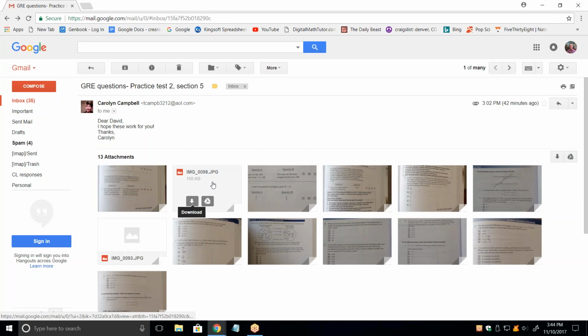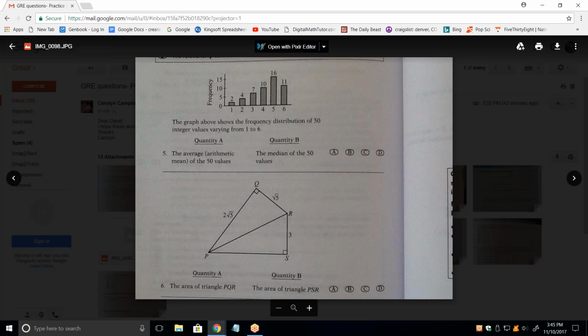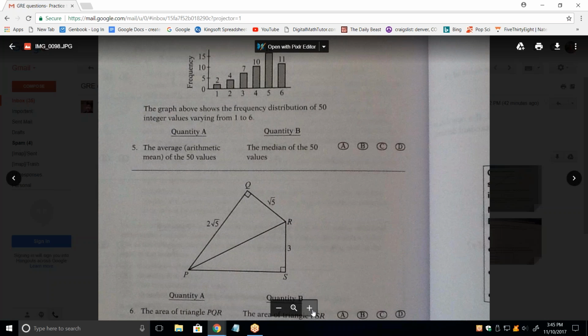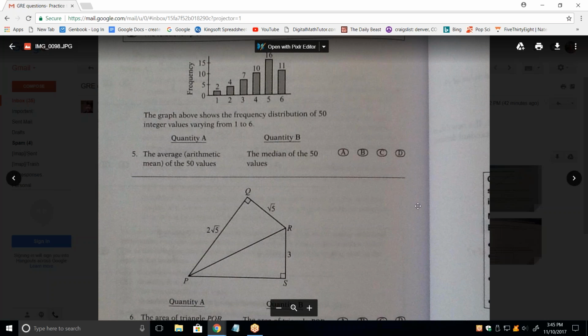Let's see. I think that was the first page, yeah. Okay.